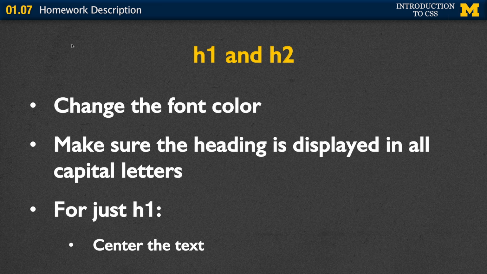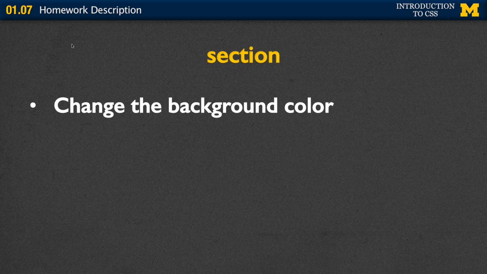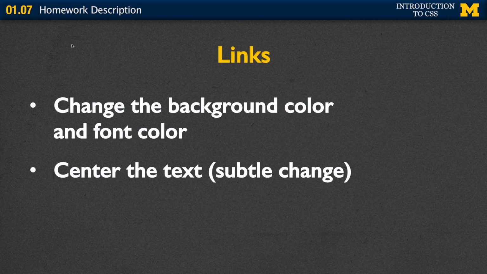The next thing I want you to do is, just for the H1 heading, center the text. Next, make one quick change to the section part of your HTML. I want you to style the section so it has a different background color from the other elements in your page. Next, let's take a look at the links. The changes you're going to make here are very subtle. They're not very obvious if I didn't specifically tell you what you're looking for. What I want you to do is change the background color and the font color for your links. After you've done that, go in and center the text, similar to the way that you're going to center the text for the H1 headings.